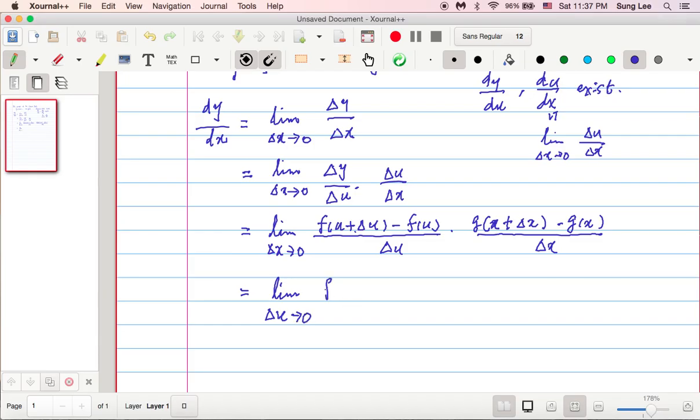So when delta x goes to 0, delta u goes to 0 also. And then we have f of u plus delta u minus f of u all over delta u times, for the second part, limit delta x goes to 0 of g of x plus delta x minus g of x all over delta x.